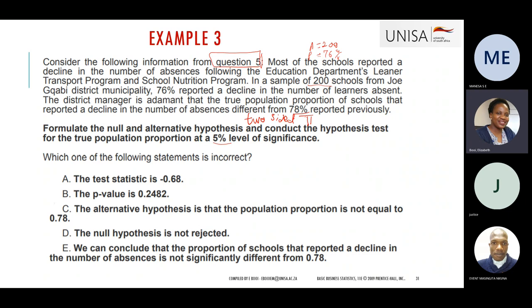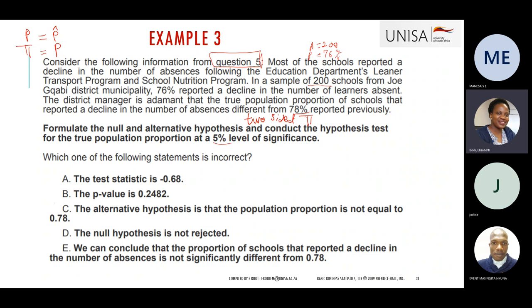Now, the other thing I forgot to mention, for those who are doing 1501, remember when I speak about the proportion, our p for you is your p, and our proportion for you is p, the population proportion. So don't get confused with the letters. You just need to use the correct ones for your module as well.